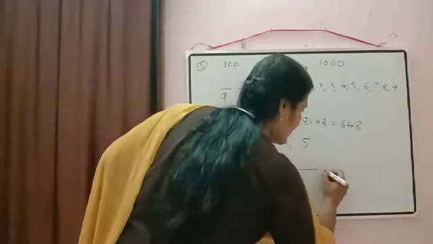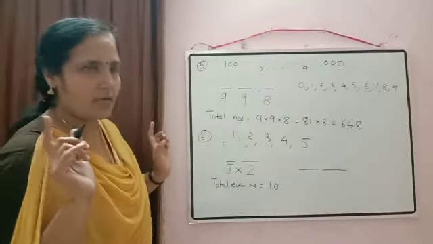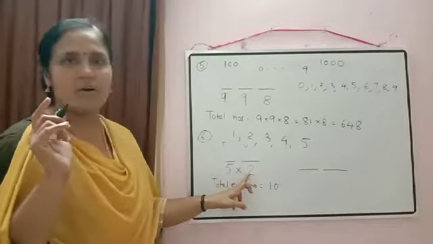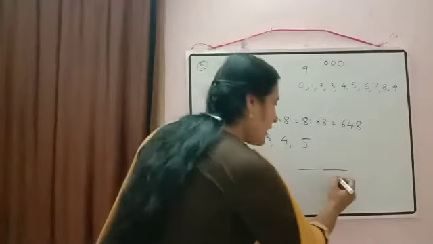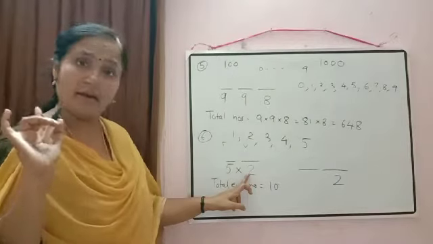Again, we need a 2-digit number with the condition repetition not allowed. Again, unit place can be filled in how many ways? 2 ways only. Either 2 can come or 4 can come. So unit place can be filled in 2 ways.